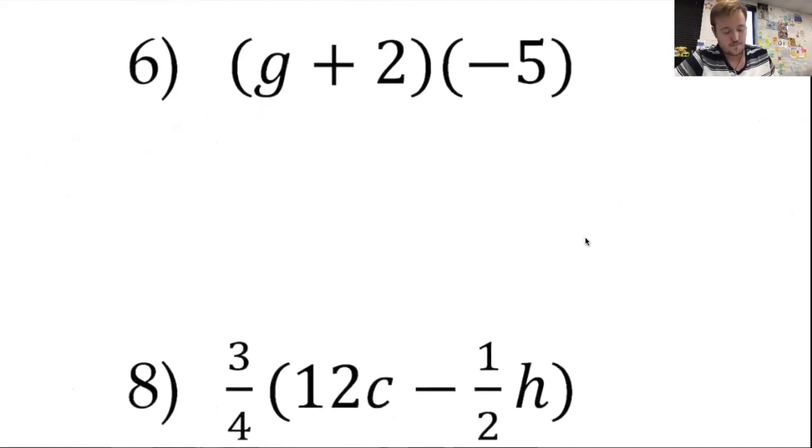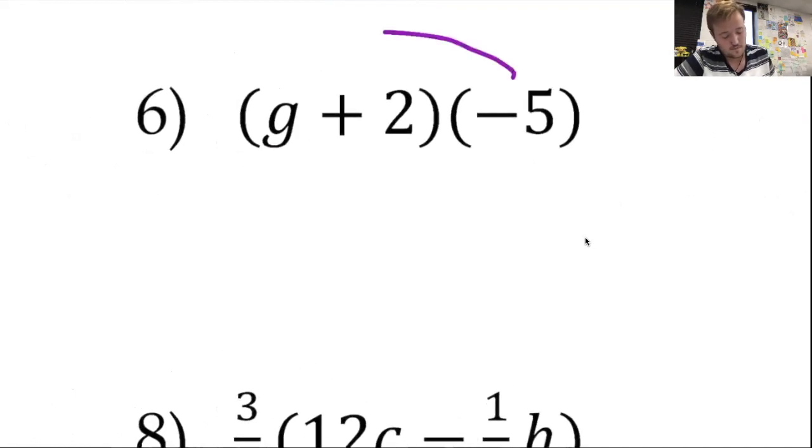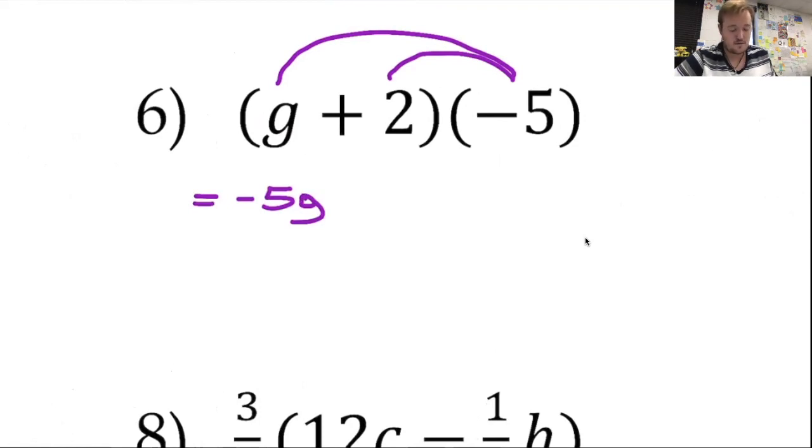But in the meantime, we're going to distribute negative 5. So negative 5 times g gives you negative 5g. Negative 5 times positive 2 gives you negative 10. So this is our simplified expression.